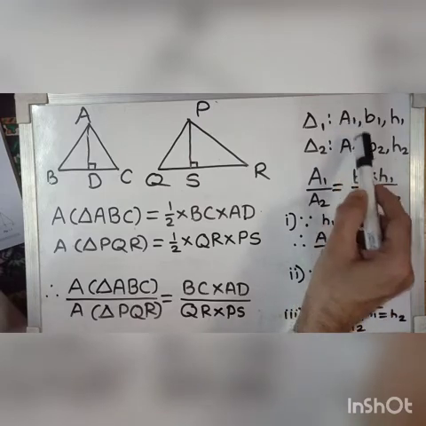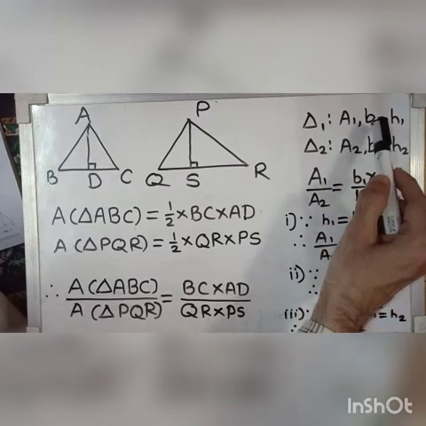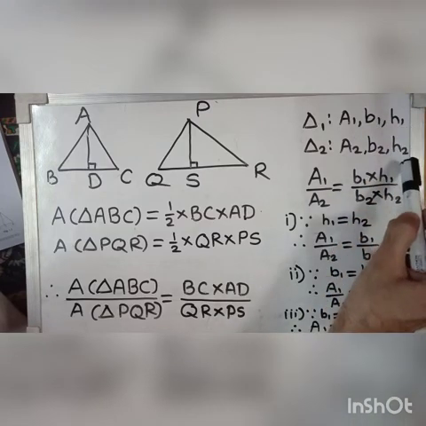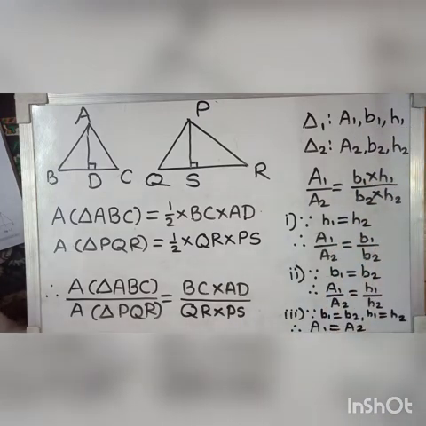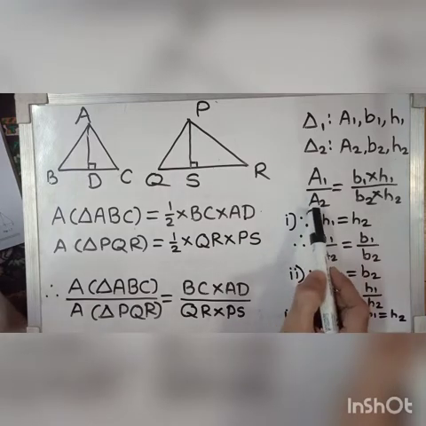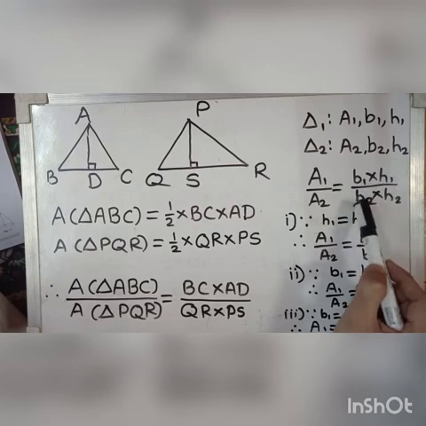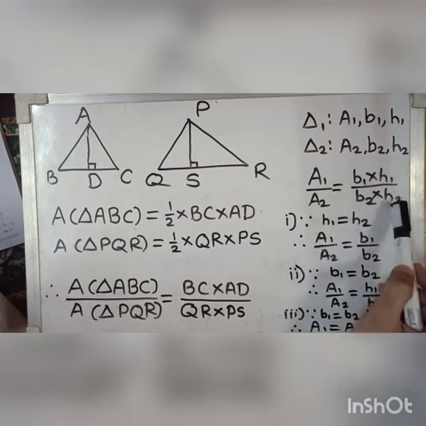In general, suppose delta 1 and delta 2 are two triangles. Their corresponding areas A1, A2, corresponding bases B1, B2, corresponding heights H1, H2. Then A1 upon A2 is equal to B1 into H1 upon B2 into H2.